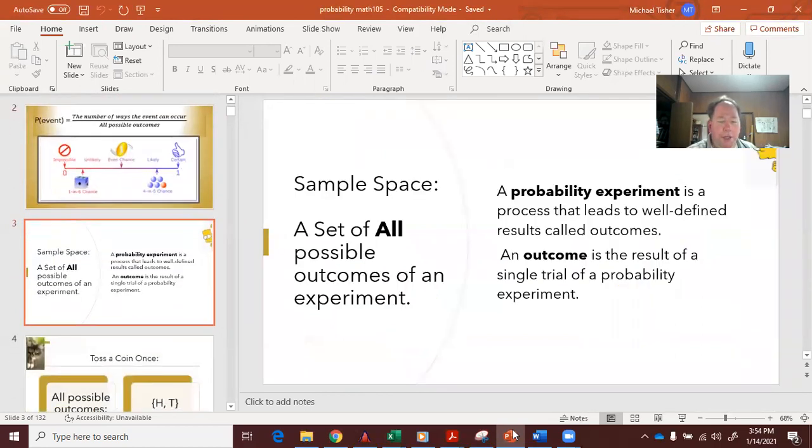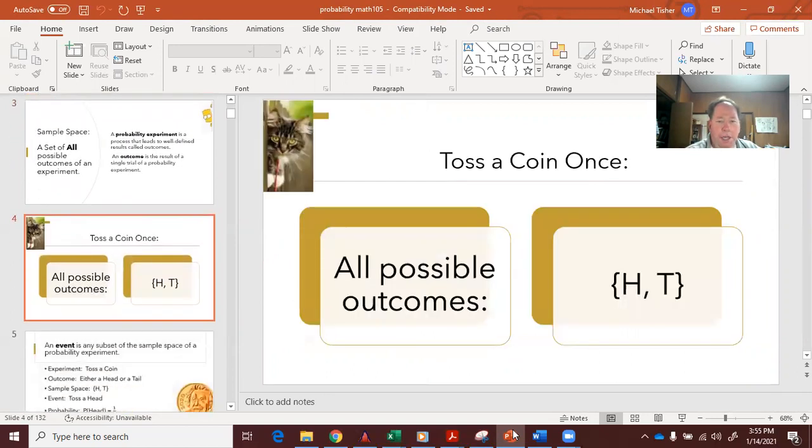All right, now here's some other interesting information to know. Let's suppose you have a probability experiment. That's a process that leads to well-defined results called outcomes, and we'll get to those in just a few minutes. An outcome is the result of a single trial of a probability experiment. So let's look at this experiment right here of tossing a coin once. Here are all the possible outcomes, and tossing a coin once is our probability experiment.